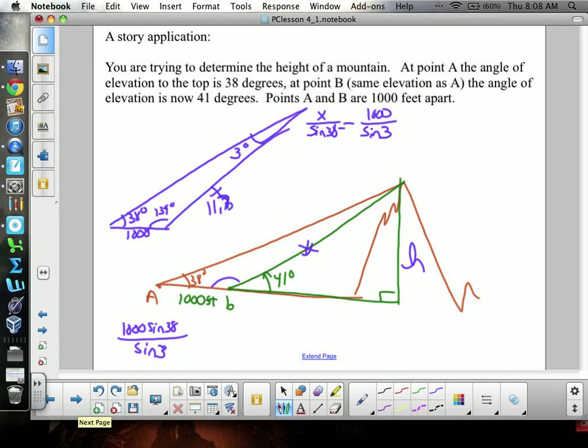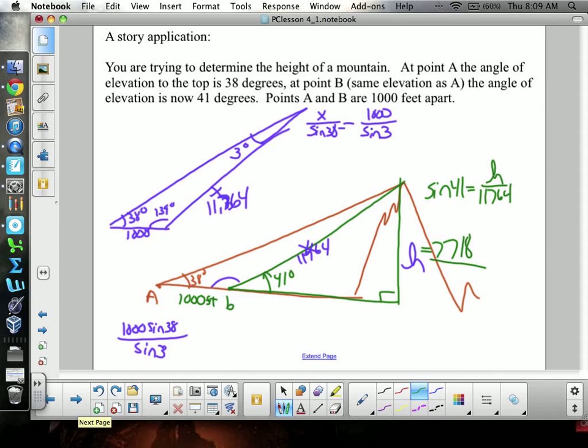763. So I know now this is 11,764, and now I could solve this green triangle using SOHCAHTOA. That should be sine. Sine of 41 is the height of the mountain over 11,764. So 11,764 times sine of 41, 7,717 feet, and 18 feet rounded.